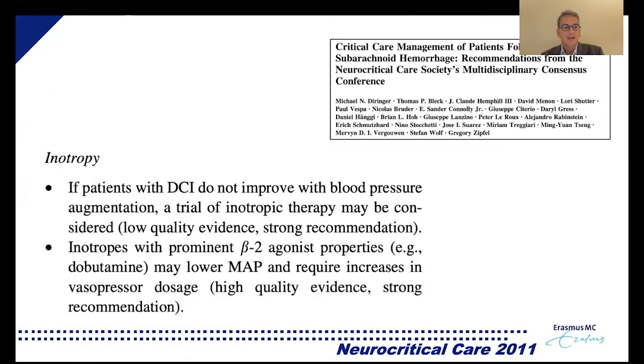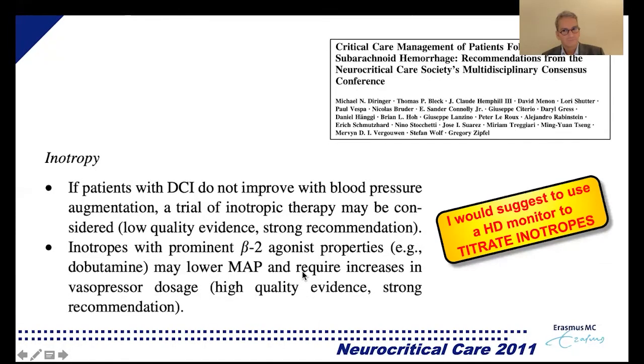And finally, about inotropes. So these are cardiac supporting drugs, which is something else compared with vasopressors, which only constrict the blood vessels and increase blood pressure. So this is dobutamine or milrinone, which are most used. So if a patient with DCI does not improve with blood pressure augmentation, a trial of inotropic therapy may be considered. But you should mind, of course, the beta-2 agonist properties, which may lower blood pressure. I would anyhow suggest to use a hemodynamic monitor to try to titrate inotropes. I think that gives a more complete picture.